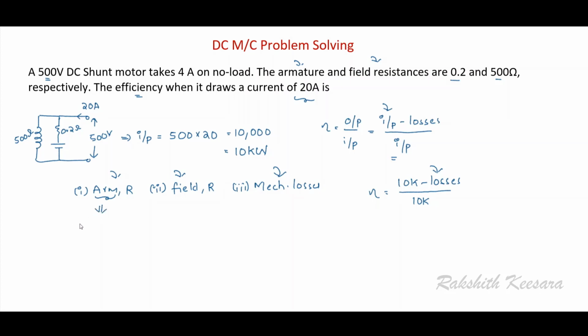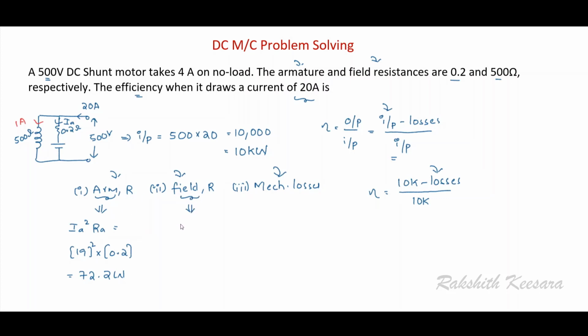So what are the armature losses? Ia square into armature resistance. We should calculate the armature current Ia. So from this equivalent circuit, what is the field current? 500 by 500, that is 1 ampere. So Ia will be 19 ampere. If Ia is equal to 19 ampere, what will be the armature resistance losses? 19 square into Ra. What is Ra? 0.2 ohm. This is equal to 72.2 watt.